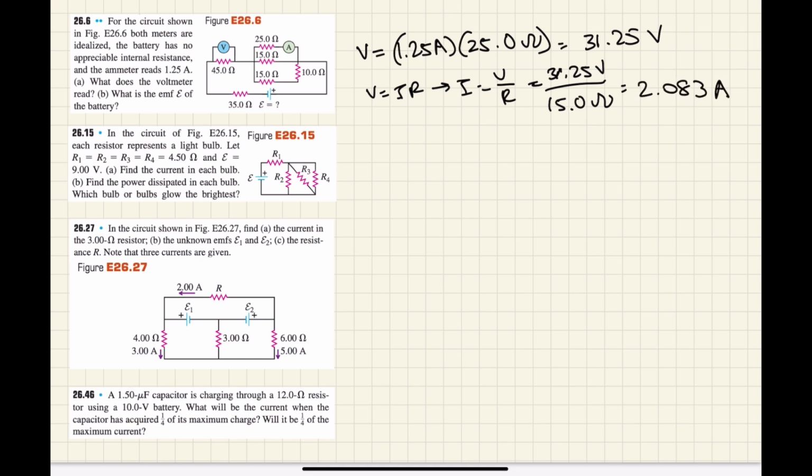And so you add up those two. So you have two of them as 2.083 and one that is 1.25 amps. And so the total current is going to be the sum of all that, because we know we add currents in parallel, and that's going to be 4.58 amps approximately.